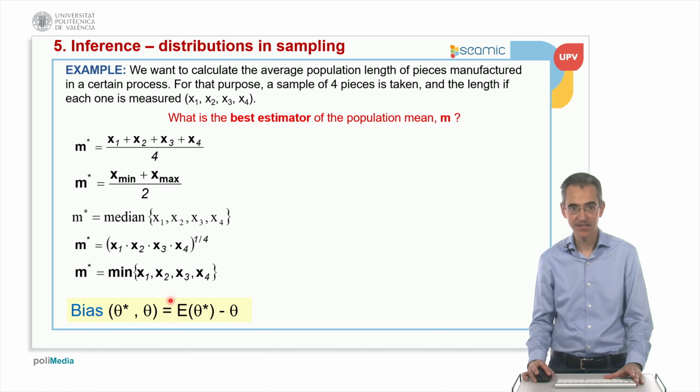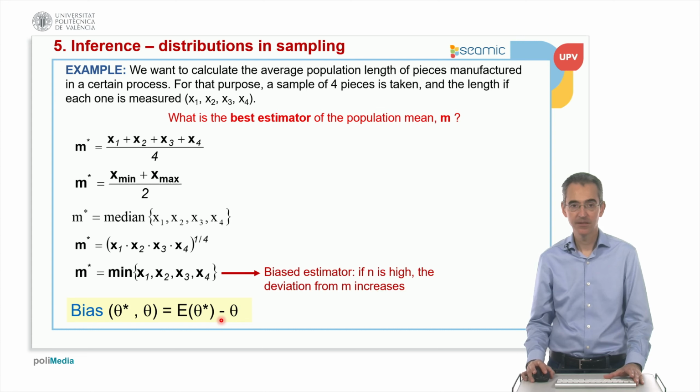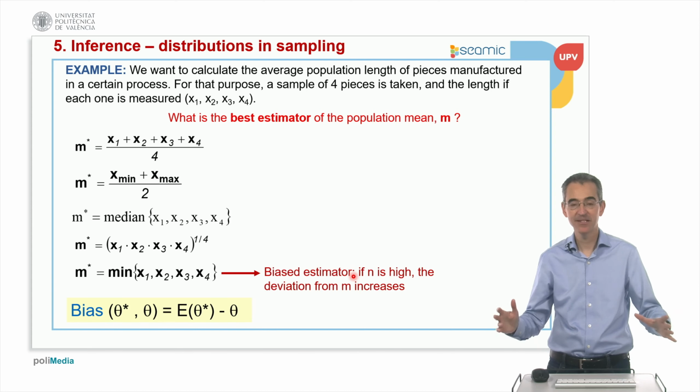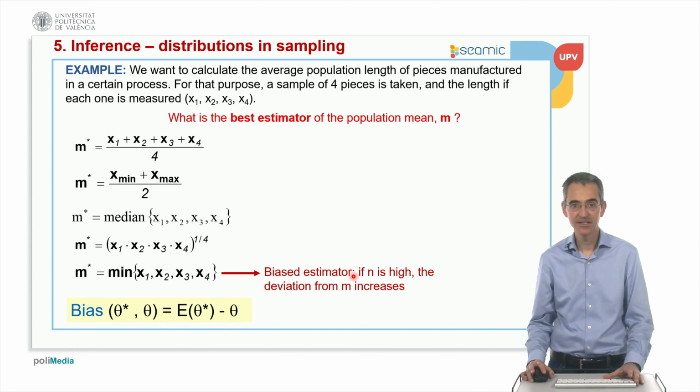Once again, if I compute the average, so the mathematical expectation of this minimum, and then I compare it with the real value of the parameter, I will have a deviation. These values will not be the same. That deviation again is the bias. So this would be a biased estimator. But actually, if the sample size increases, the deviation with respect to the real value of the parameter will increase.